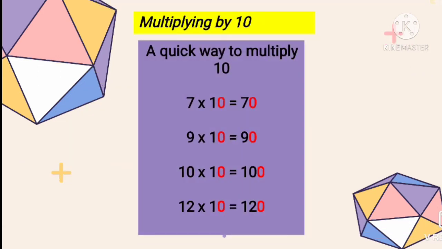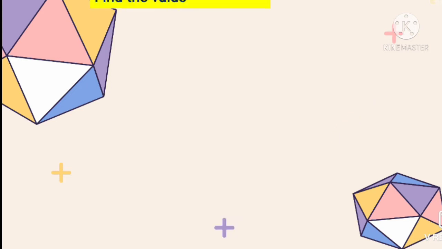Now, multiplying by 10. A quick way to multiply by 10 is by adding 1 zero to the number. Example, 7 times 10. It means 7, you add 1 zero, because 10 has 1 zero on it. 9 times 10. It means 9, you add 1 zero. Now 10 times 10. It means you put 10 here and then put 1 zero here. So it becomes 100. 12 times 10 means you write down 12 and add 1 zero here. That's the quick way to multiply.